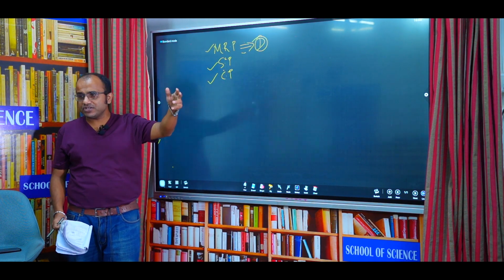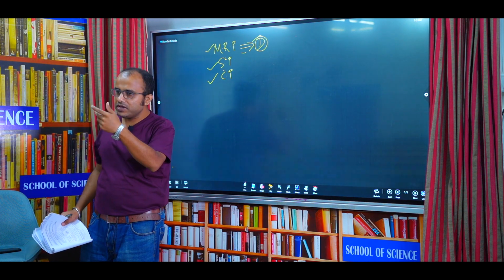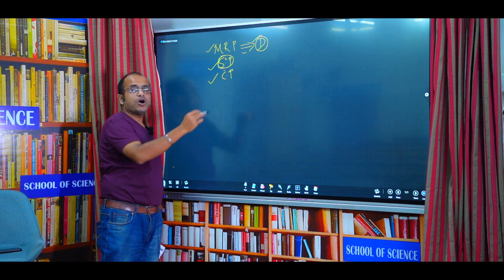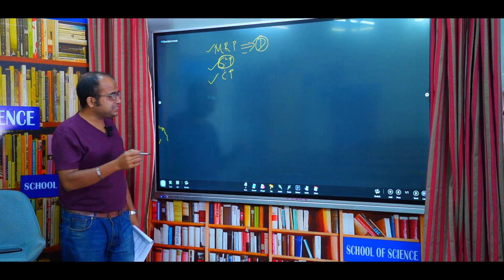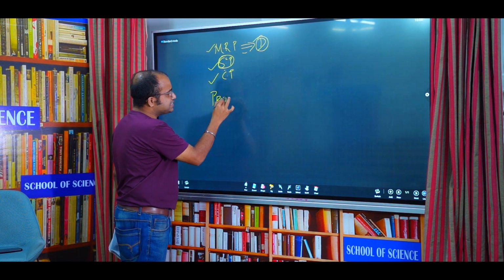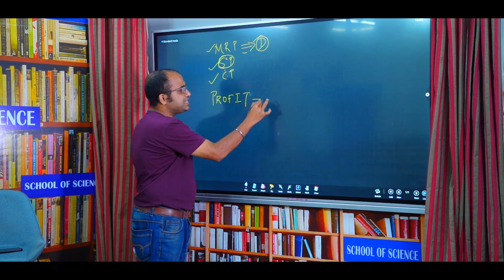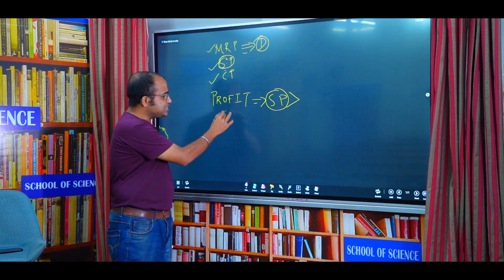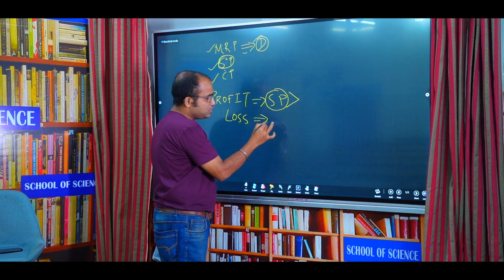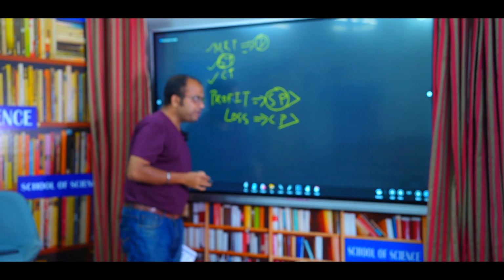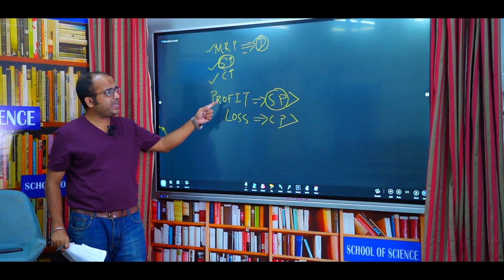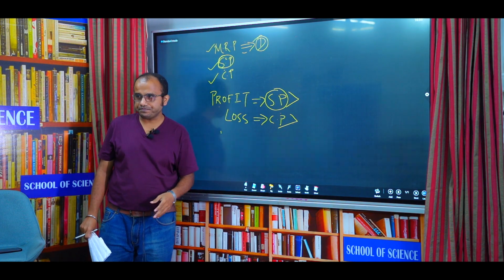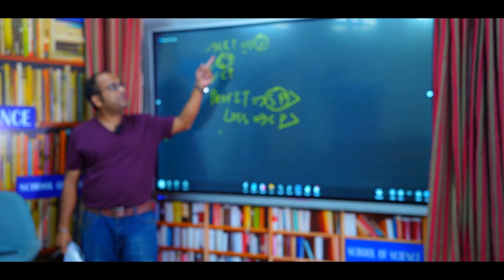And there is profit also. If a shopkeeper sells anything and there is a profit, then the selling price is always more. This is the bigger one, then only profit is there. And if there is a loss, then the cost price is more. This is the basic thing you have to always remember: if there is a profit, then selling price is more. If there is a loss, then cost price is more. And discount is always given on MRP.